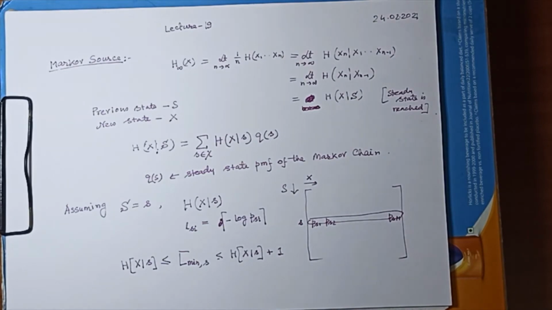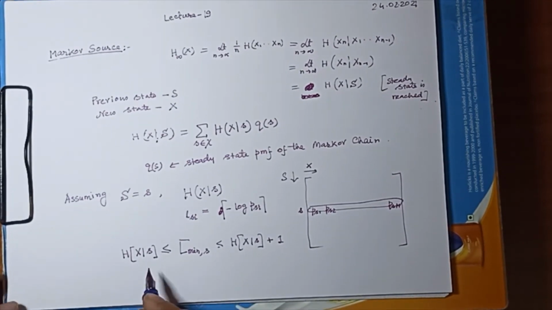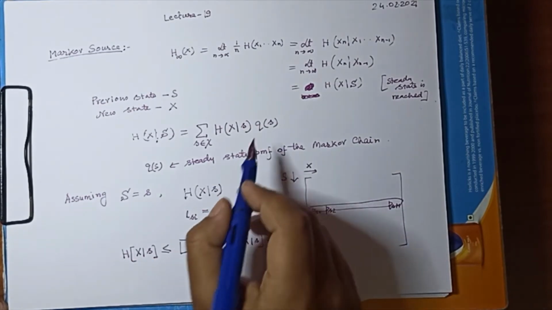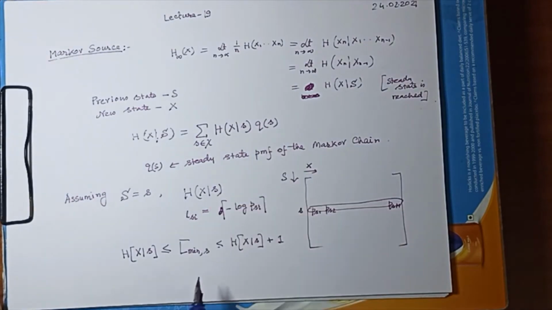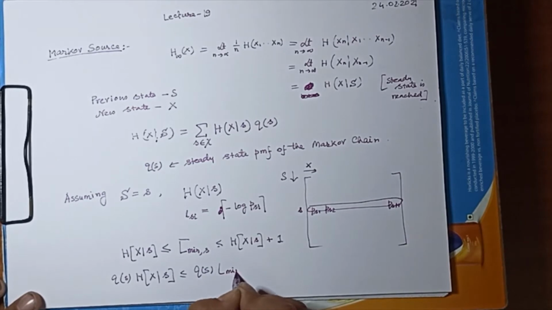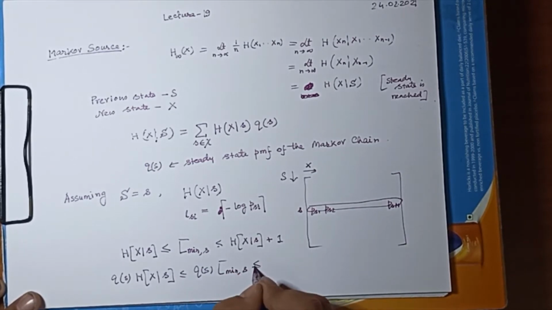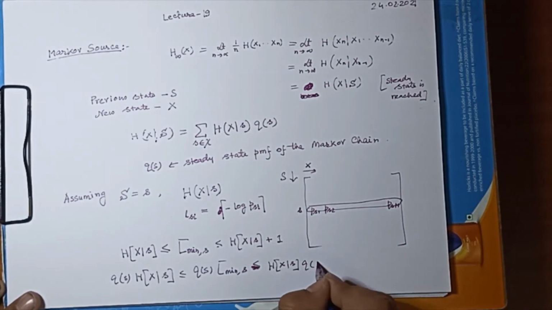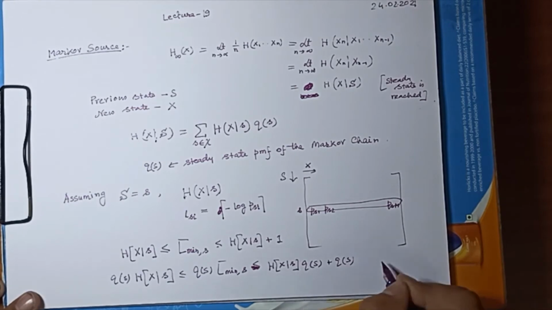Now what we can do is multiply every element here with the steady state probability, which is Q of s. Then we can see that Q of s times H of X given small s is less than or equal to Q of s times L min of s, where the previous state is s. This is less than H of X given s into Q of s plus Q of s, and this is true for all s.